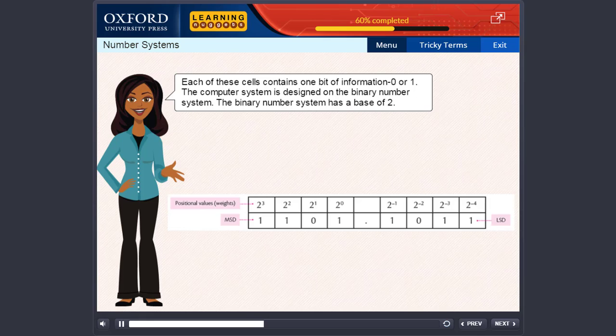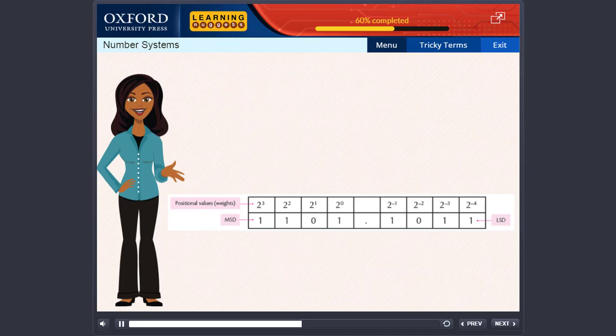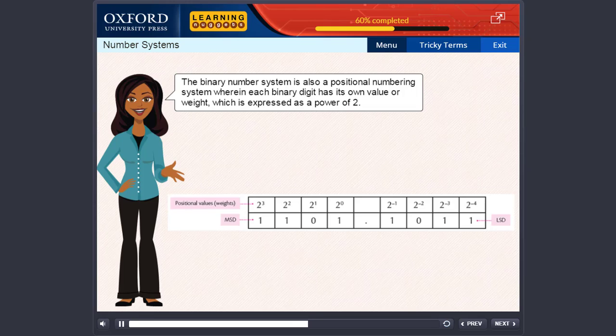The computer system is designed on the binary number system. The binary number system has a base of 2. It has only 2 digits, 0 and 1, and can represent any character with these 2 digits. The binary number system is also a positional numbering system wherein each binary digit has its own value or weight, which is expressed as a power of 2.